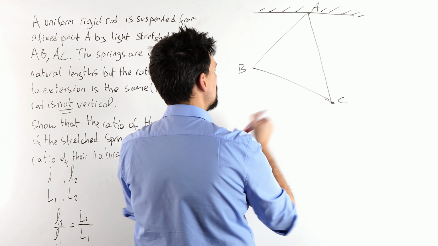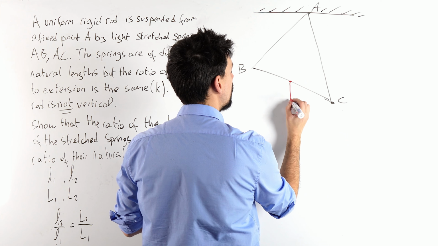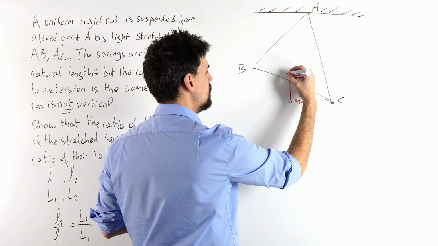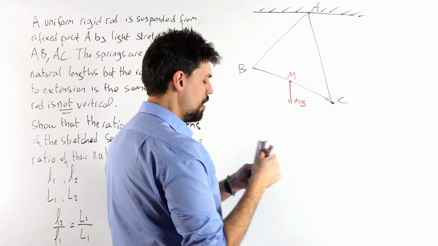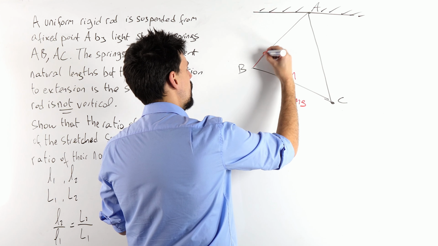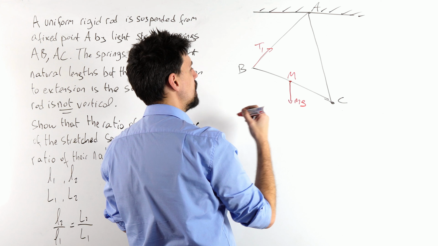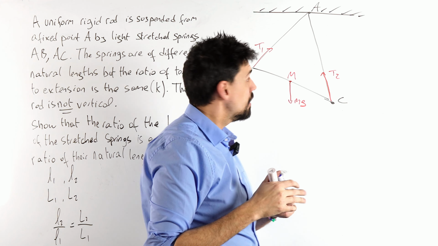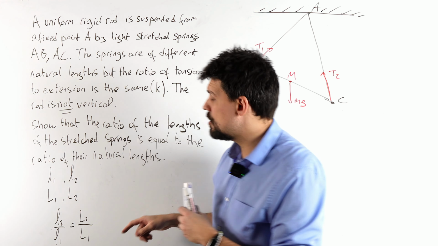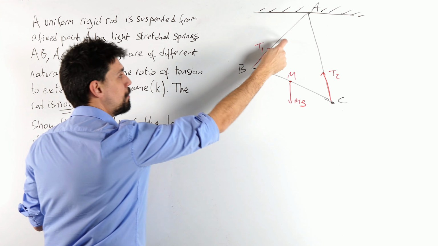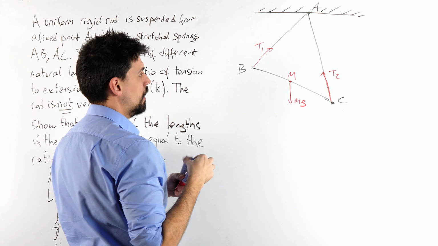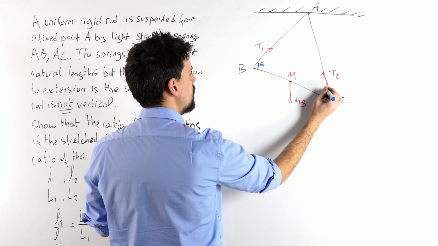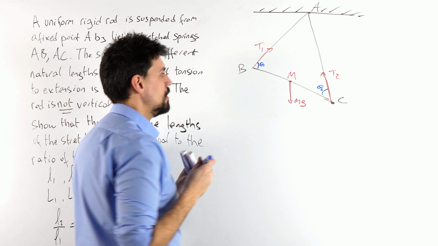Let's put in some forces. We've got mg. We don't know the mass of the rod. Call that point there M. There's going to be some tension in that spring, and some tension in that spring. In terms of my 1s and 2s, we're going to call that spring 1, that spring 2. Let's do some geometry. Call that theta 1, call that theta 2.